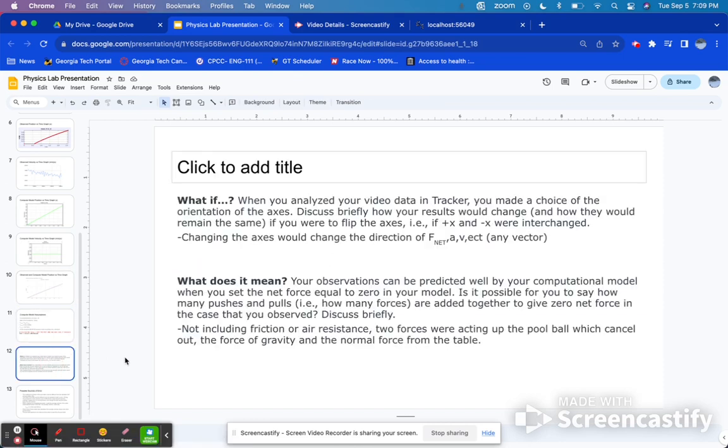Okay, so what if my axes were oriented in different ways? Changing the axes would just change the direction of any vector quantity, like net force, acceleration, velocity, etc. So what your observation could be predicted in the computer model when not including friction or air resistance, the two forces acting on the pool ball would cancel out: the force of gravity and the normal force acting from the table.